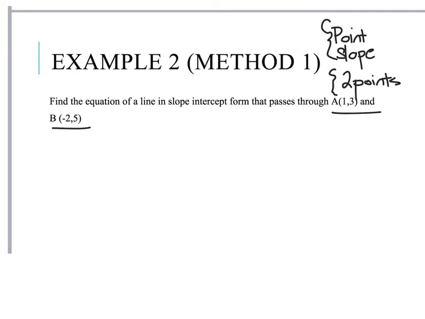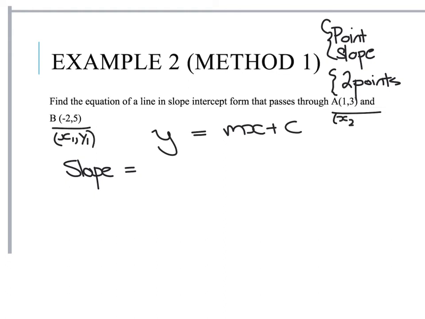So remember, we want to get into the form y equals mx plus c. We're still trying to get it into slope-intercept form. We want to find the slope firstly, okay? So the slope is equal to y2 take y1 over x2 take x1, and whichever point you call x1, y1 or x2, y2 doesn't matter. So we're going to go 3 minus 5 over 1 minus negative 2. So it's going to give you minus 2 over 3. That's my slope.